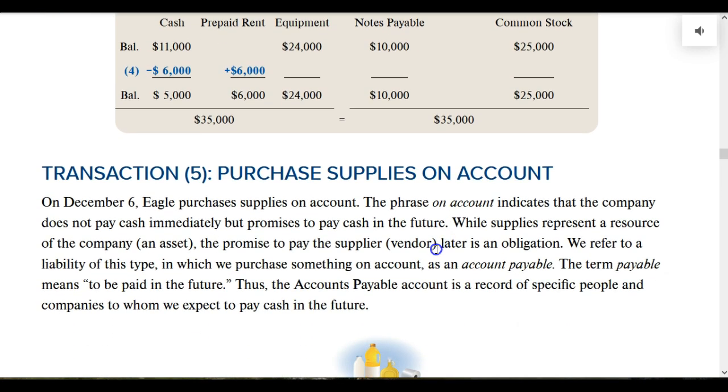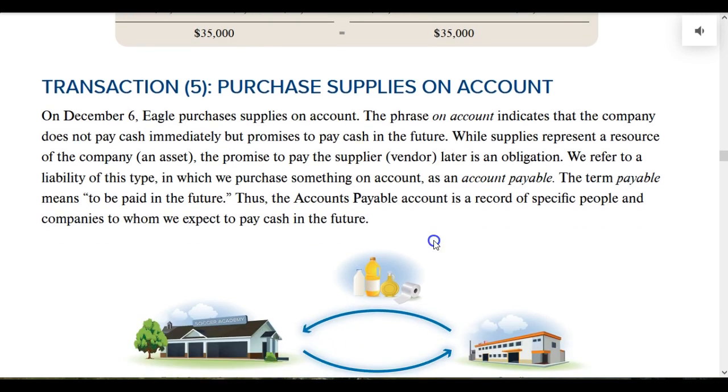Now we're going to purchase supplies on account. You know what supplies are, but the key words here are on account. On account means you haven't paid for it yet. So you purchase something on account, the vendor, the supplier, is going to let you take the supplies today, and they're going to have you pay for it later, maybe in 30 days or 60 days. Whenever you're dealing with your suppliers and you have this liability pop up, we're going to call it accounts payable.